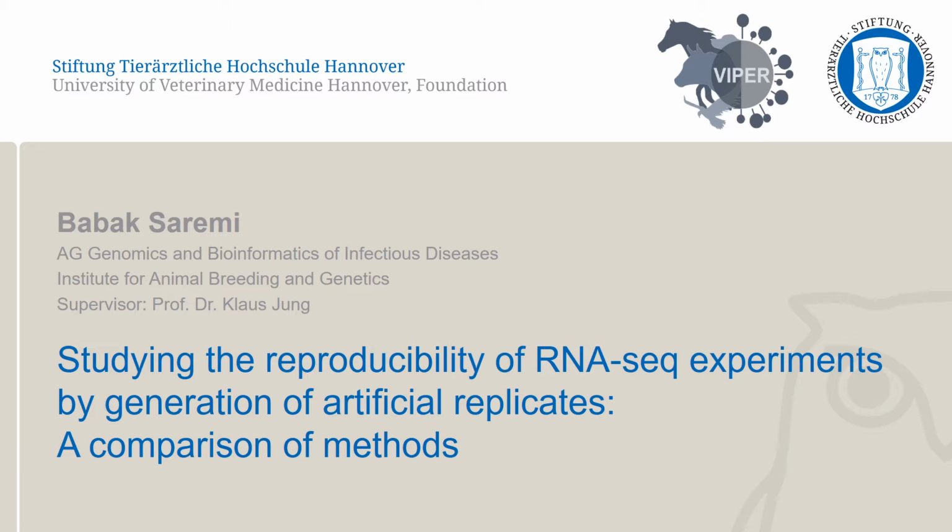Today I want to present you a slice of my work called Studying the Reproducibility of RNA-seq Experiments by Generation of Artificial Replicates, a Comparison Method. So our goal, as the title might suggest, is to study robustness and reproducibility in these experiments. To do this kind of thing, normally multiple sequencing experiments would be necessary, but this would also be very expensive. And that's why we try to study if we can use artificial samples to bypass the need and to increase robustness of RNA-seq experiments.